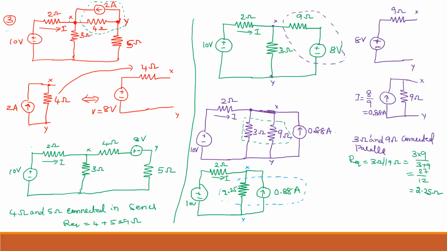And what is the resistance? Same 2.25 only. And what is the voltage? Voltage is current into resistance. 2.25 into 0.88, you will get around 1.98 volts. Okay. So now you have to remember x and y, how to draw that. So again, I will go back to the circuit. 10 volt, 2 ohms, it is connected. I will draw that circuit. Here, plus minus.